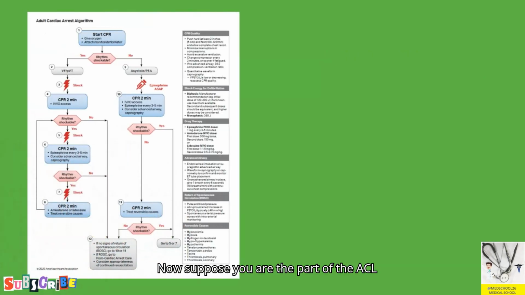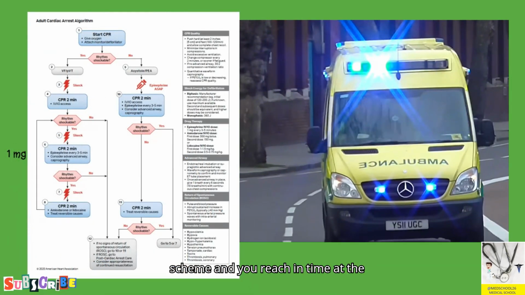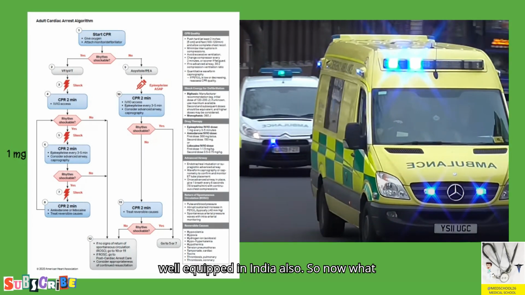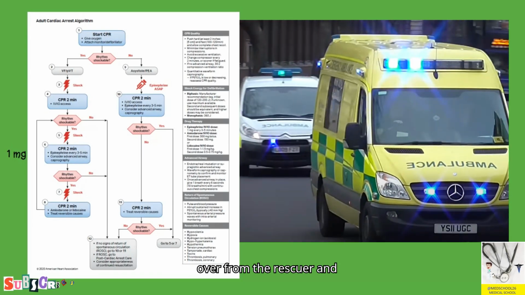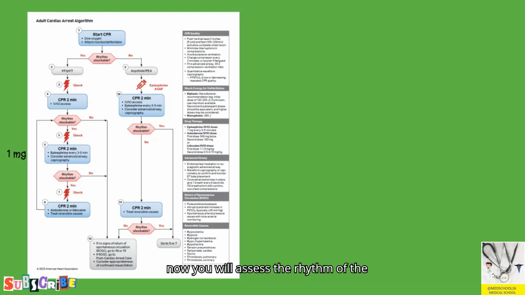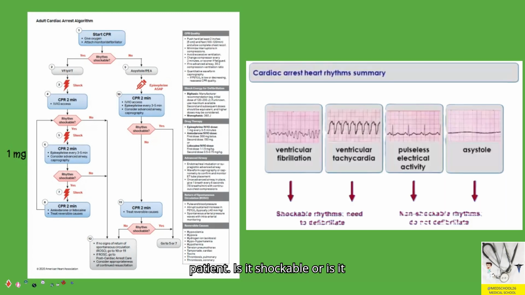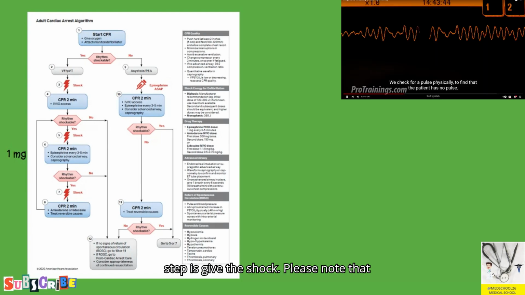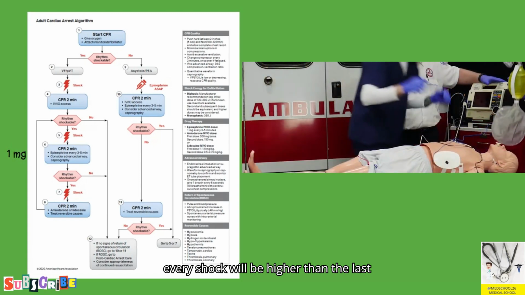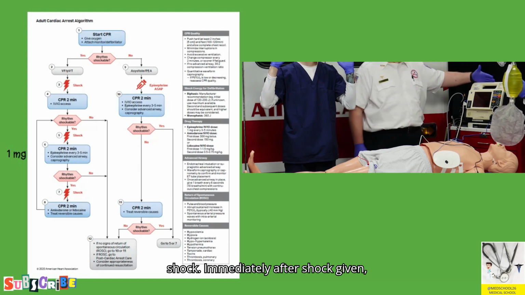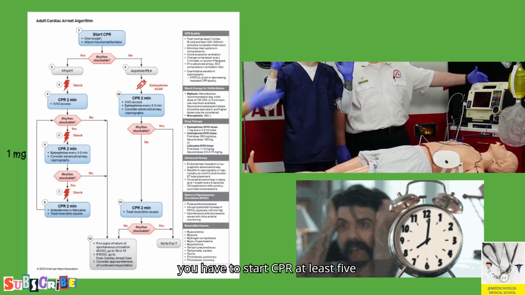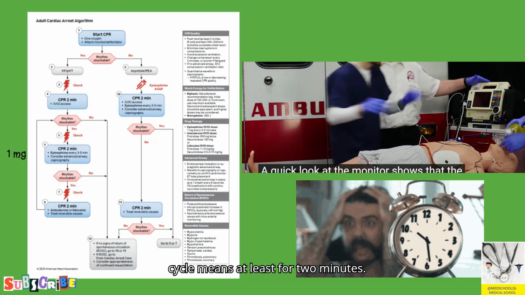Now suppose you are part of the ACLS team and you reach in time at the location, and just assume that you are well equipped in India also. So now what will you do? See, you will come and take over from the rescuer, and now you will assess the rhythm of the patient. Is it shockable or is it non-shockable? Shockable rhythms are ventricular fibrillation and pulseless ventricular tachycardia. So the first step is give the shock. Please note that every shock will be higher than or equal to the last given shock. Immediately after the shock is given, you have to start CPR for at least 5 cycles, means at least 2 minutes.